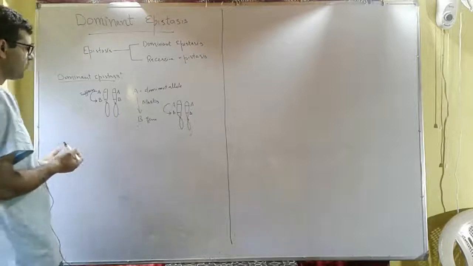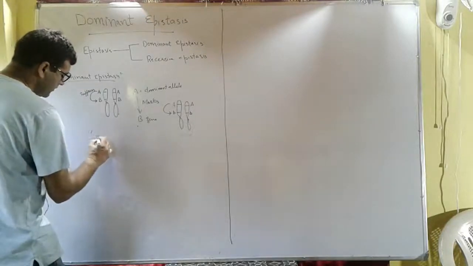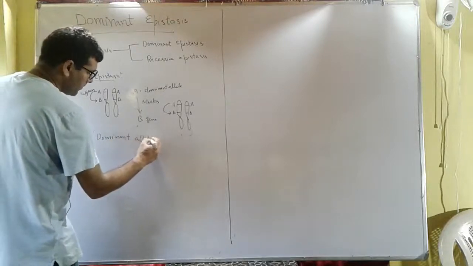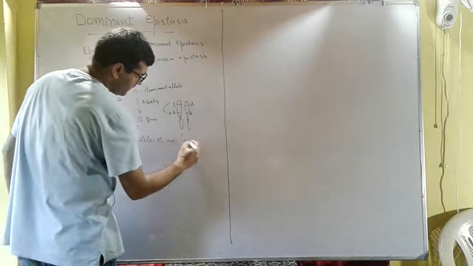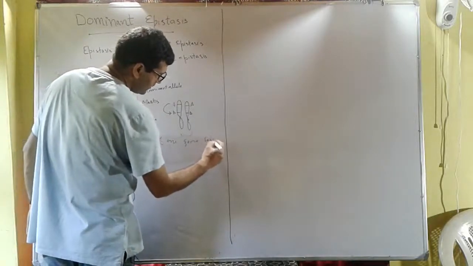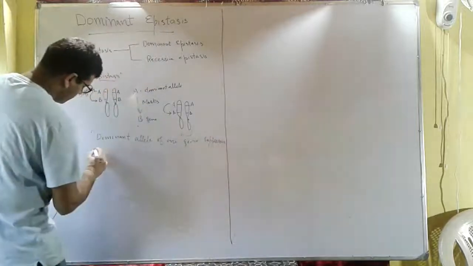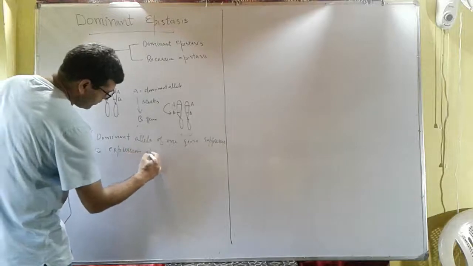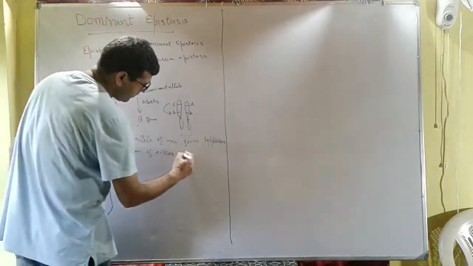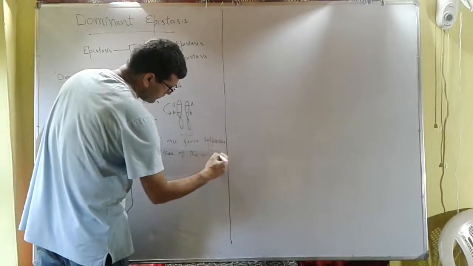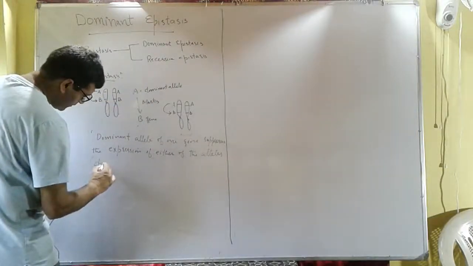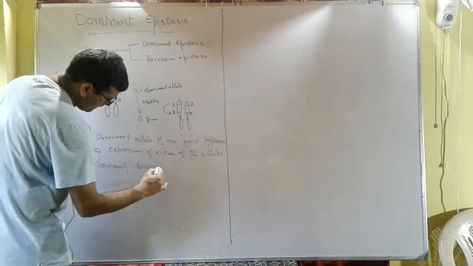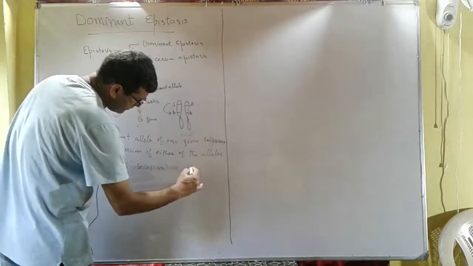That means in case of dominant epistasis, the dominant allele of one gene suppresses the expression of either of the alleles, that is dominant or recessive, of the other gene.